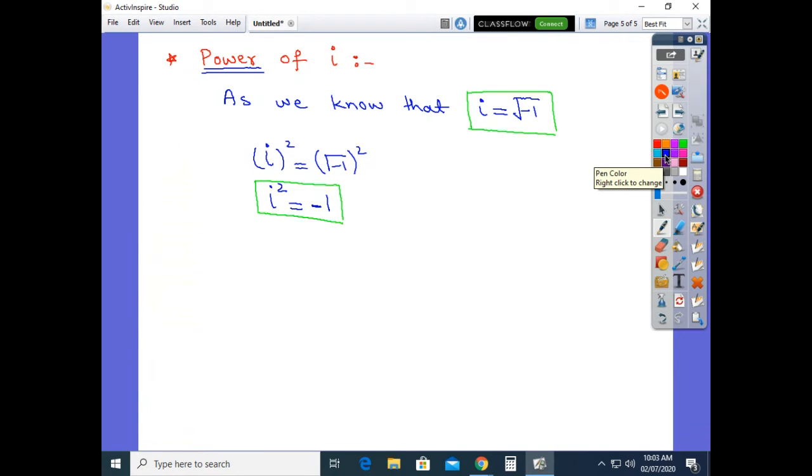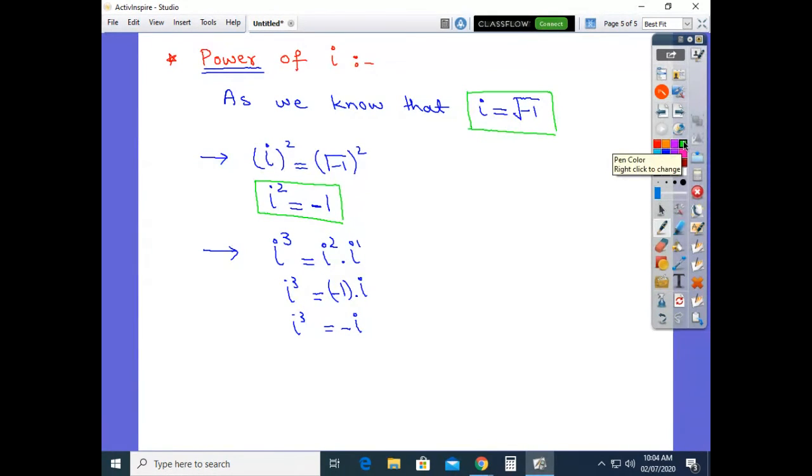Similarly, next, if we take the cube, iota cube can be written as iota square into iota, because this iota contains power 1 and the previous iota contains power 2. Bases are the same, so if we add the powers, we get iota cube. Now iota square is equal to -1, so -1 into iota gives negative iota. Therefore, iota cube becomes negative iota.